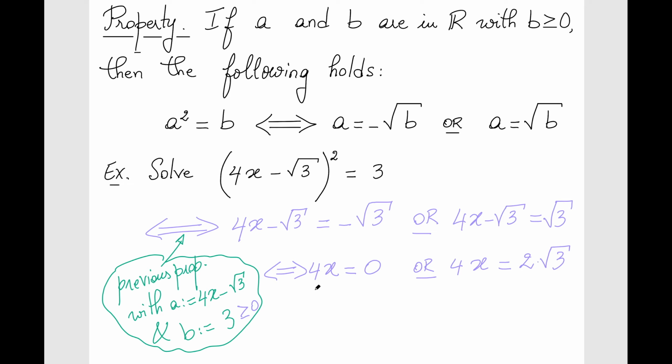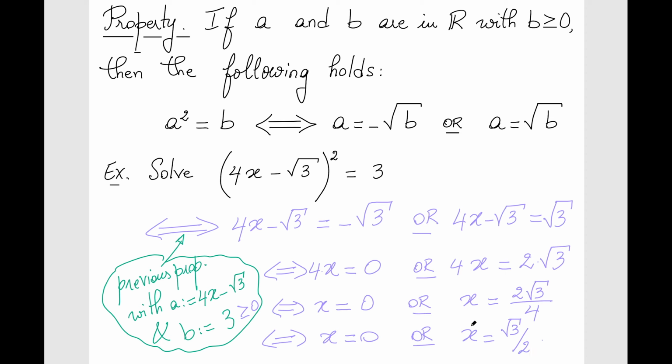All right, let's keep going. So the situation is as follows. 4 times x is 0, so a product is 0 if and only if one of the factors is 0. So either the 4 is 0 or x is 0. Well, x should be 0 because 4 is a non-zero constant. Or equivalently, you can just divide by 4, right? And lastly here, if you want to solve for x, you divide by 4 as well, and you get 2 square root of 3 over 4. And what's 2 square root of 3 over 4 if you simplify by 2? Isn't it square root of 3 over 2?